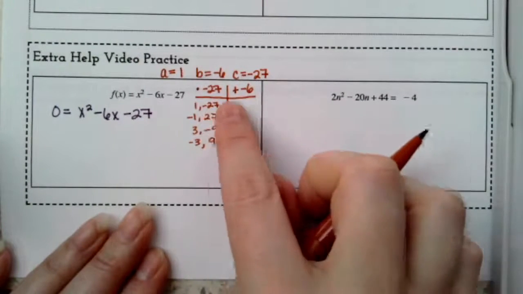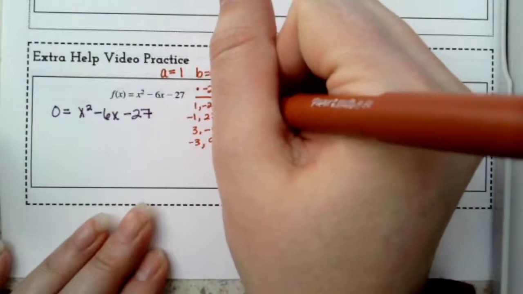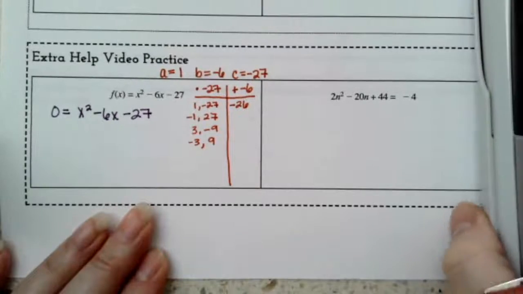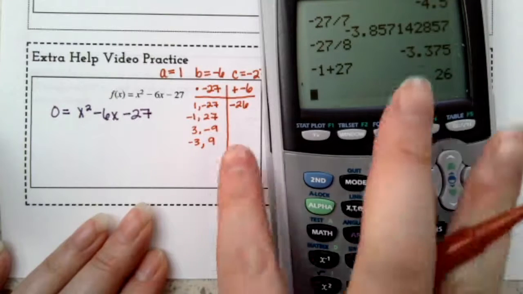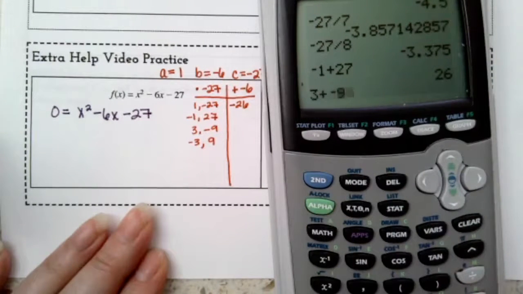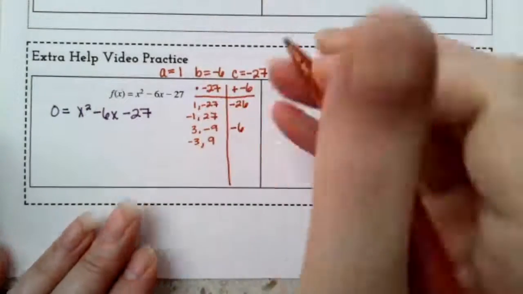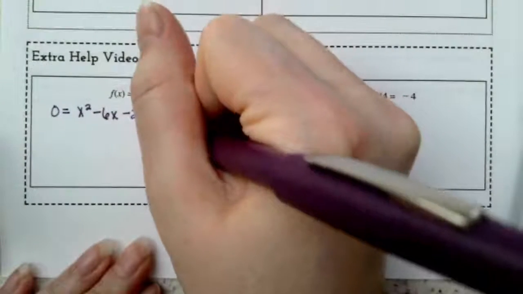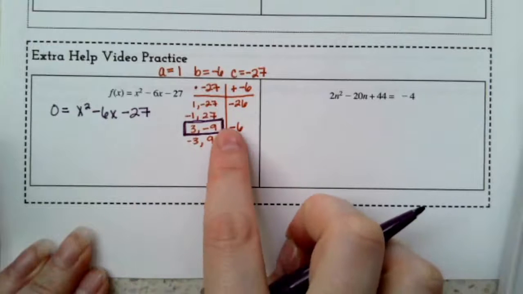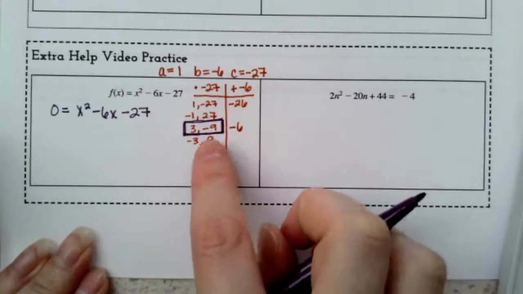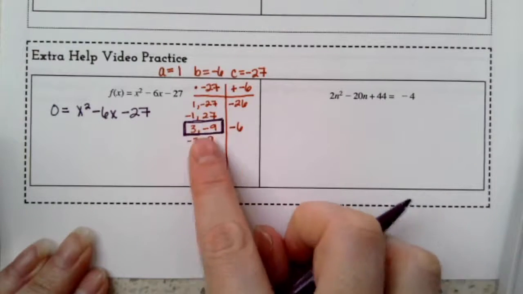Now I need to find out which of these adds to negative 6. So 1 plus negative 27 is negative 26. You can also type these in a calculator if you want. That's not it. Oh, there it is. So we needed negative 6, and this is negative 6. So this is the pair that I need. Be really careful because we were looking for negative 6. This one's going to end up being positive 6, so don't let it throw you off. So this is our pair.